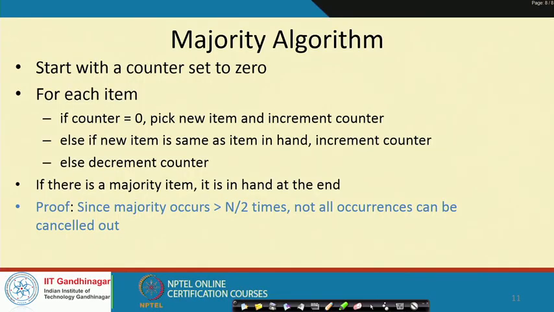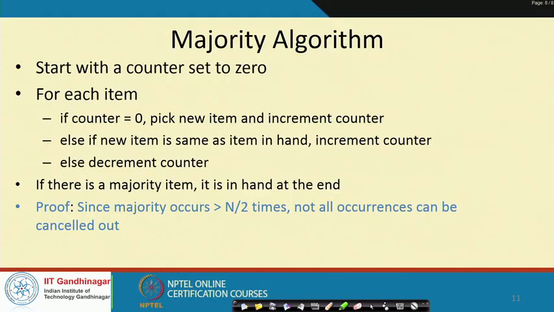Each drop of the majority item happens because of one other occurrence of some other item. The only time that we drop an item is when we get another item, and that item does not match the item that I have in hand. So each drop of a majority item can be charged to the arrival of one other copy of another item. But the length of the stream is capital N, and there are greater than capital N by 2 majority items. So the number of other occurrences of other items is strictly less than N by 2.